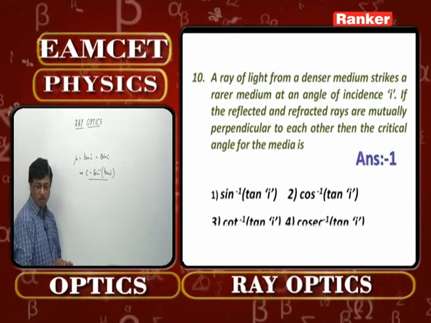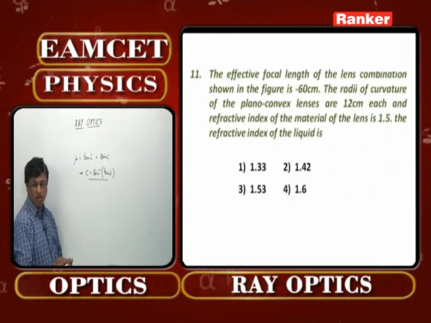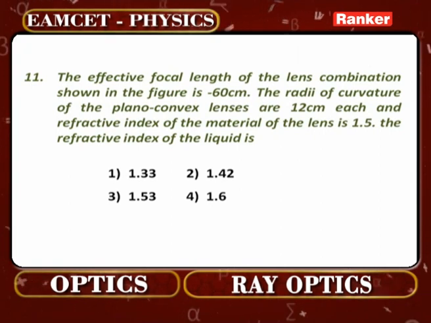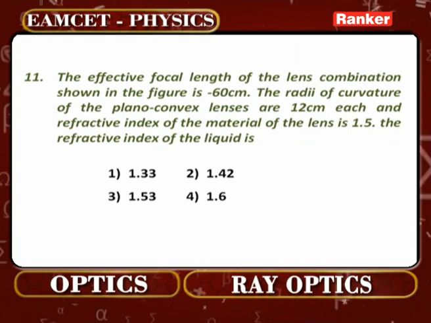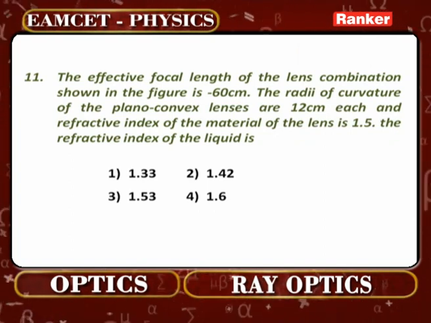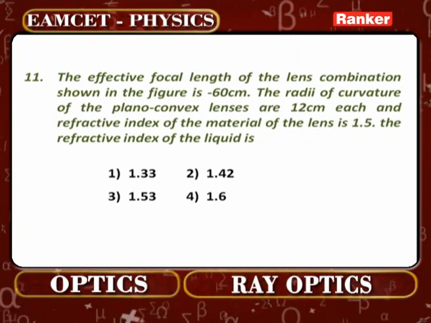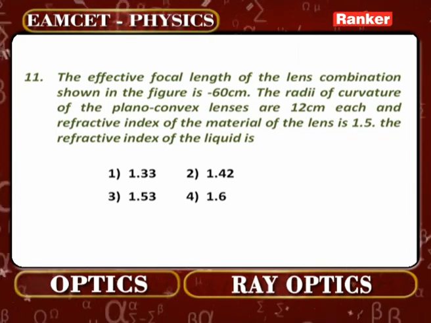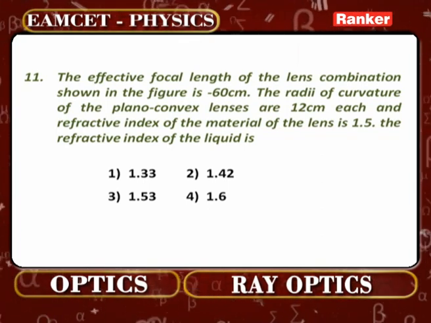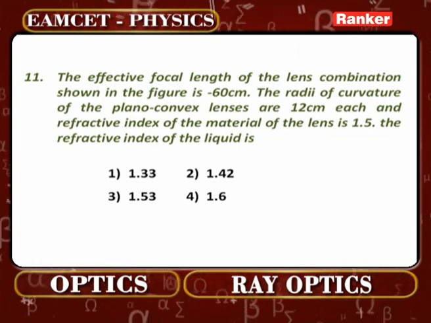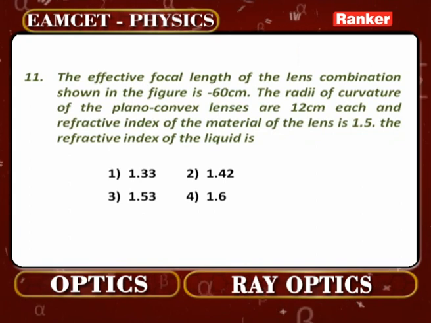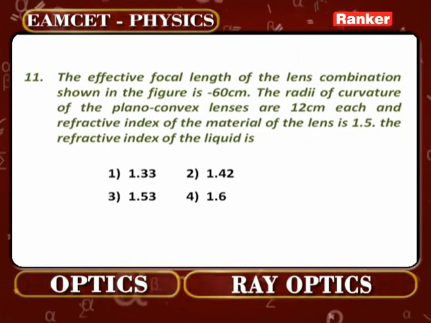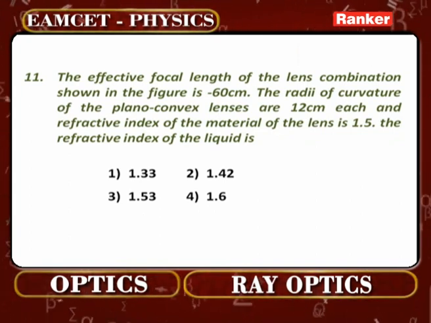Let us check the next number, that is problem number 11. The effective focal length of the lens combination shown in the figure is minus 60 centimeter. The radii of curvature of the plano-convex lenses are 12 centimeter each and the refractive index of the material of the lens is 1.5. The refractive index of the liquid is? But here the figure is missing, so I will just give you the concept of the figure please.